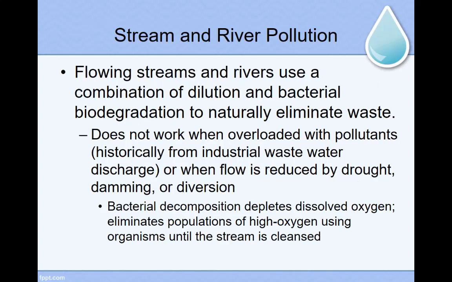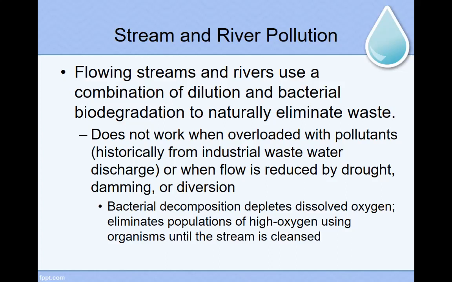Flowing streams and rivers use a combination of dilution and bacterial biodegradation to naturally eliminate waste, but this is a slow process and it does not work when overloaded with pollutants. Historically, we've seen this kind of overload from industrial wastewater discharge, and we see a similar thing when we're looking at lower flows due to drought, damming, or diversion. So here's another potential problem with some of the dams we talked about, maybe up on the Snake. Hopefully, we don't have too much pollution, but the dams are going to limit the amount of self cleaning that the river can do.